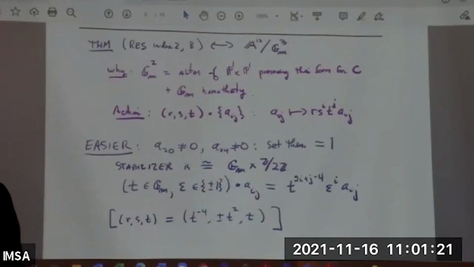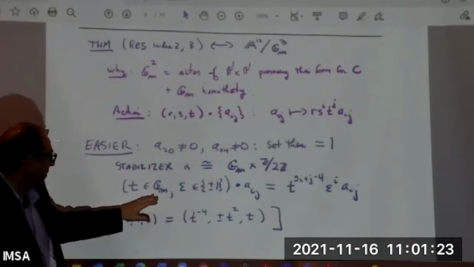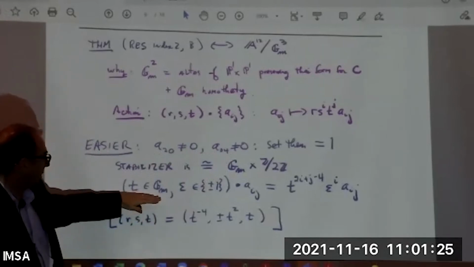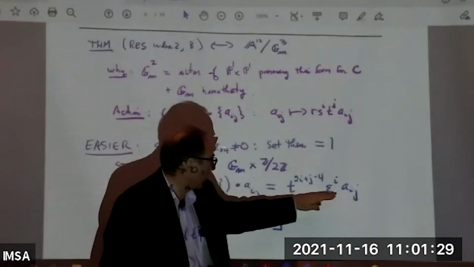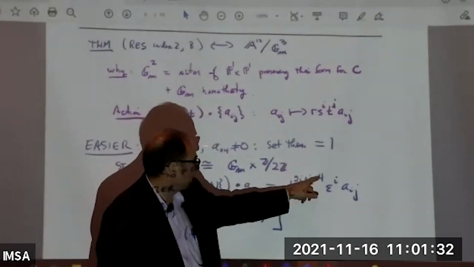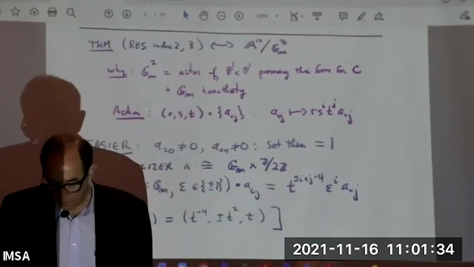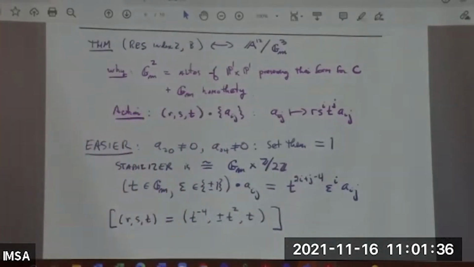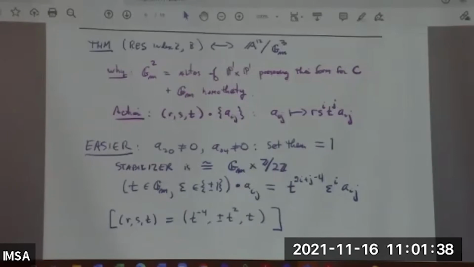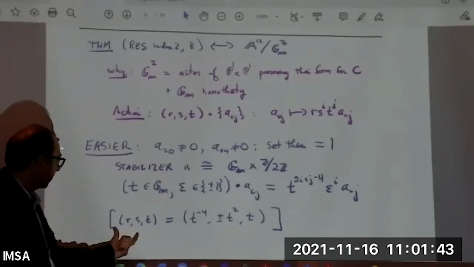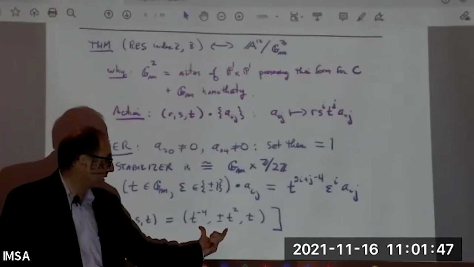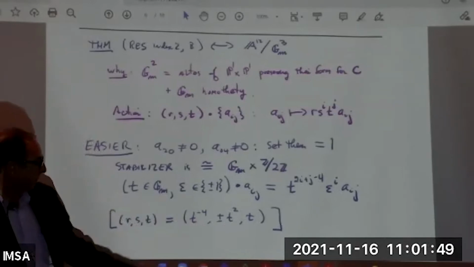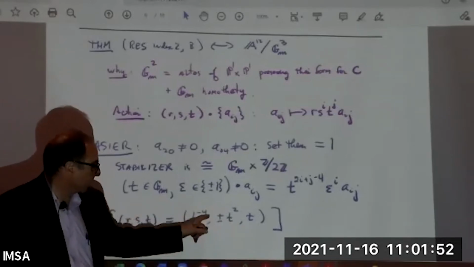So, and here's explicitly, if you take a non-constant number T and then plus or minus 1, it acts this way. T to the 2i plus j minus 4, and then you multiply by epsilon to the i, plus or minus 1 to the i. That's the action. And it's not hard to see that the stabilizer subgroup that fixes the forms of the coefficients are R, S and T look like this, and here the plus or minus is the epsilon.